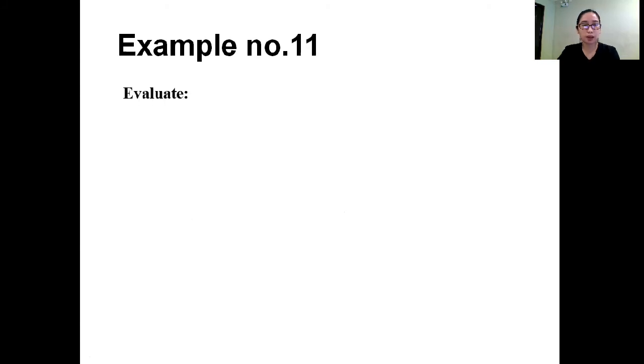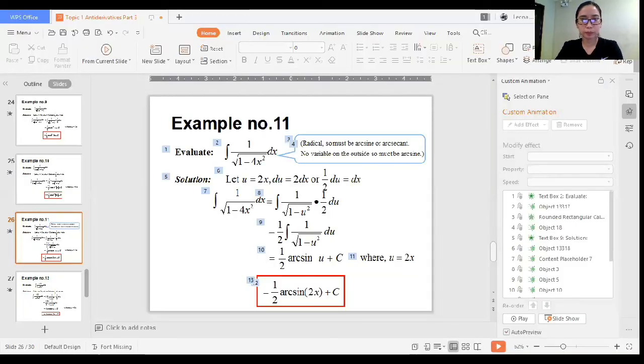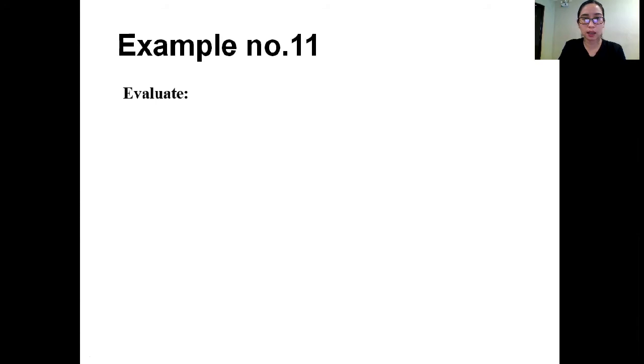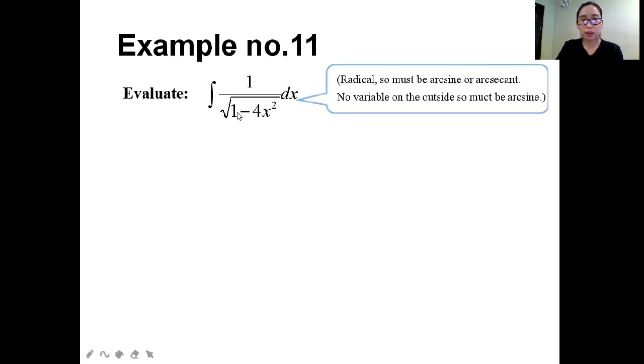So, for example number 11, evaluate. Wait lang, nauna man ang gawas. So, for example number 11, naa nata ang inverse trigo. So, we are required to find the integral of 1 over square root of 1 minus 4x squared dx. So, we have a radical sign here. So, must be arcsine or arcsecant. Mao na kung gitudlo ka ganina nga mag-elimination ka. So, wala man siya variable diri sa kilid. So, meaning, fixed na ta nga arcsine ni siya. So, this must be arcsine.